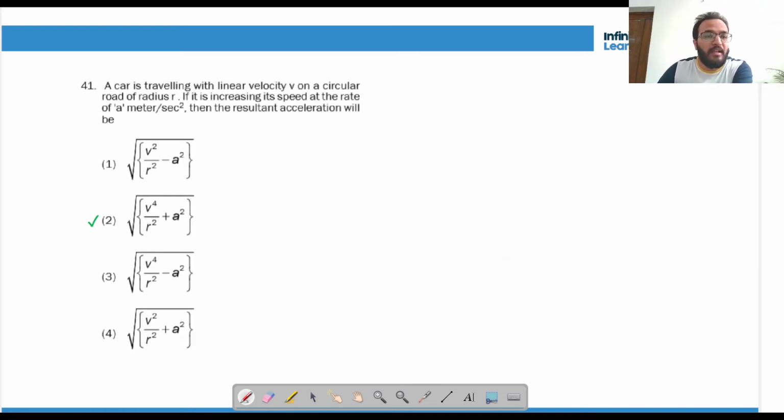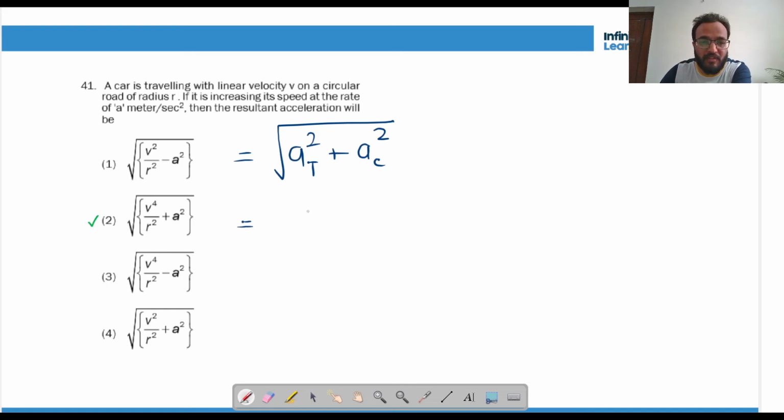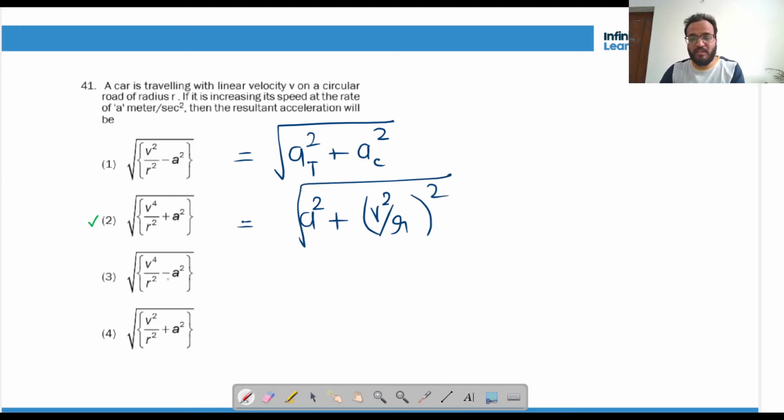41. A car is traveling. We all know that net acceleration is the square root of a_t square plus centripetal acceleration square. In circular motion, net acceleration is given by this: square root of a square plus (v square by r) whole square. Got it? So the second option is correct.